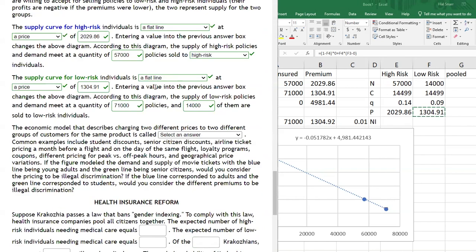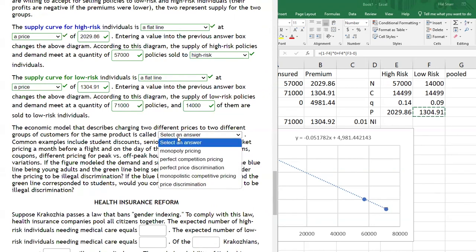The economic model that describes charging two different prices to two different groups of customers for the same product is called, well, it's not perfect price discrimination. Perfect price discrimination is where companies want to charge individuals the maximum price they're willing to pay. So they're trying to grab all of the consumer's surplus. So the area between a demand curve and a supply curve is normally total surplus, but the consumer surplus is zero, so total surplus would equal firm surplus. So it's not perfect price discrimination.